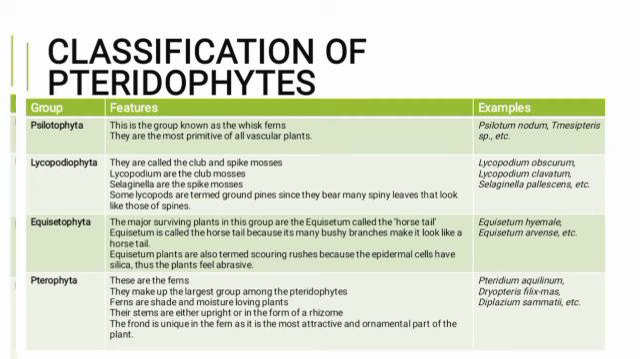We also have the Lycopodiophyta, the club and spike mosses. Lycopodium are the club mosses, Selaginella are the spike mosses. Some lycopods are termed ground pines. We have examples of Lycopodium obscurum, Lycopodium clavatum, and Selaginella pallescens. Then we also have the third group, the Equisetophyta. The major surviving plant in this group is Equisetum, called the horsetail. Equisetum is called the horsetail because its many bushy branches make it look like a horse's tail. Equisetum plants are also termed scouring rushes because the epidermal cells have silica, which makes the plant feel abrasive.